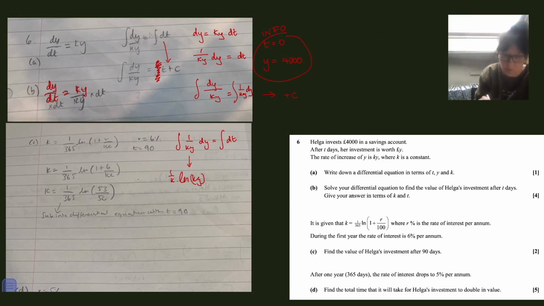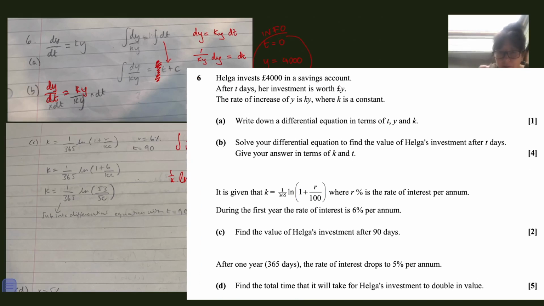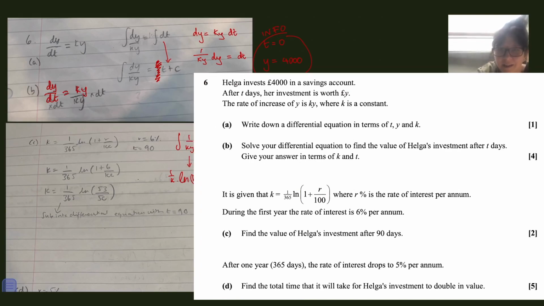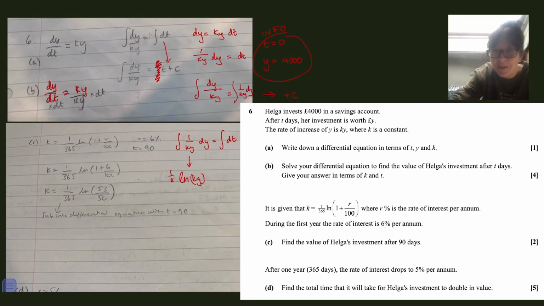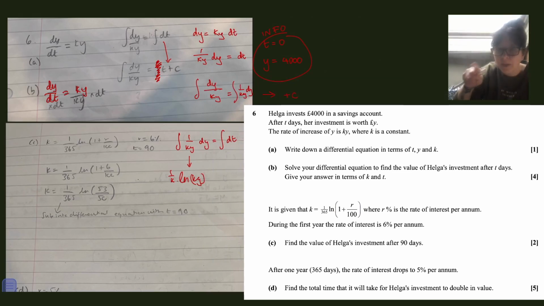Oh, I'm sorry, no, I didn't read this carefully enough. Let's make it a bit bigger. They tell us K. That's what I didn't notice. K has got an R in it. So they're telling us what the number K is, but we still have a letter in our equation that we don't know what it is, which is R, which is the rate of interest. This makes a lot more sense. Oh my goodness. So during the first year, the rate of interest is 6. So that R there is 6.